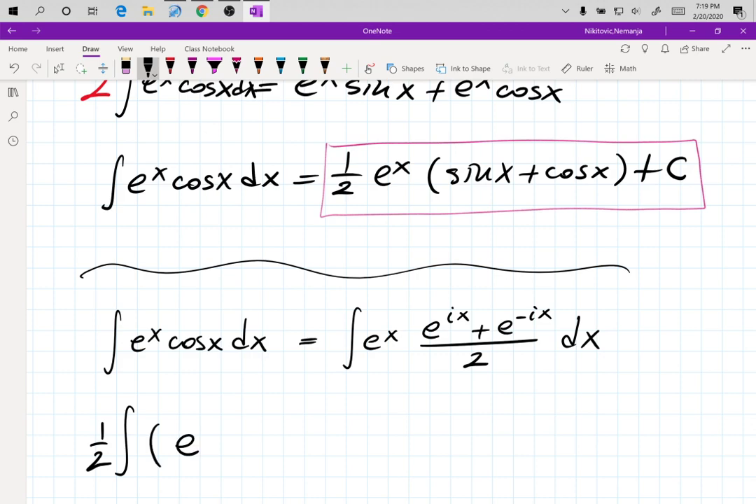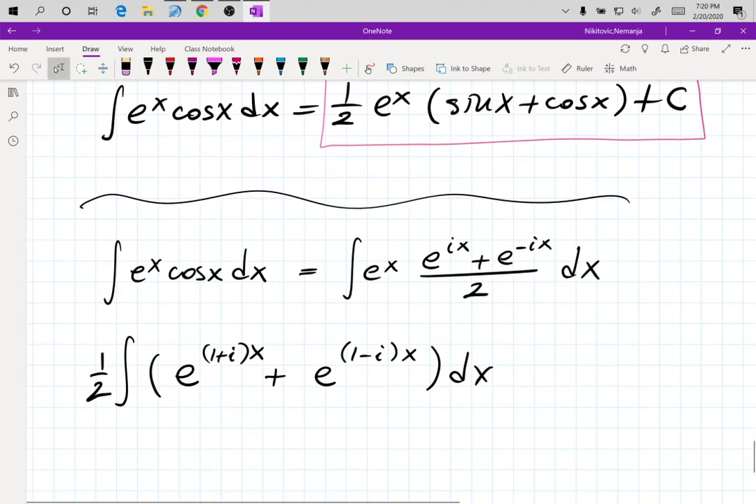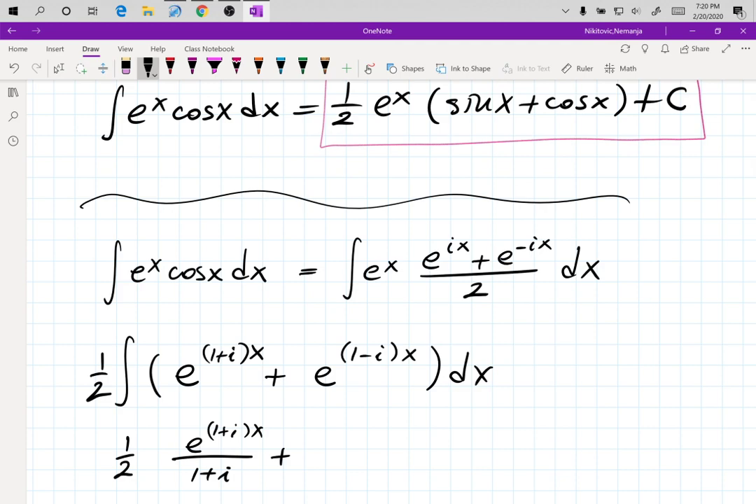You have e to the (1 plus i)x. 1 plus i is a complex number. This is like e to the 2x, there's no difference. And then you have plus e to the (1 minus i)x dx. The solution is in the next step: e to the (1 plus i)x divided by 1 plus i, plus e to the (1 minus i)x over 1 minus i, plus C, and you're done. Integrated. 2 lines, right?